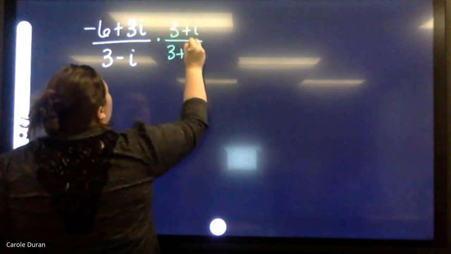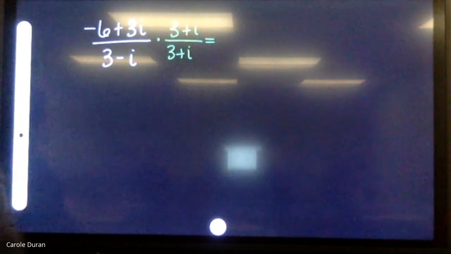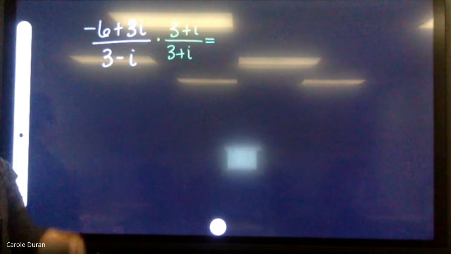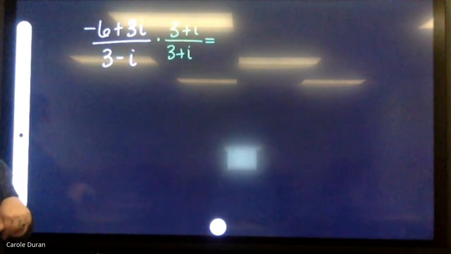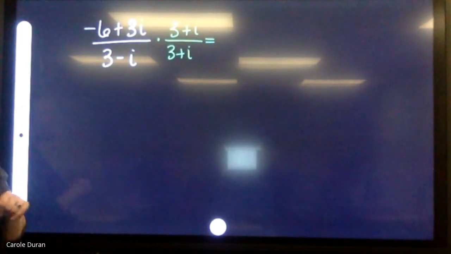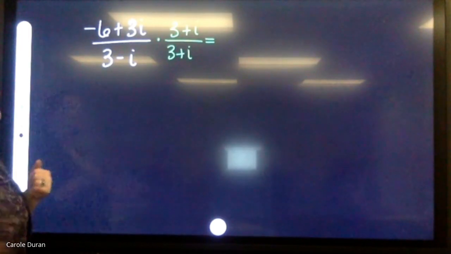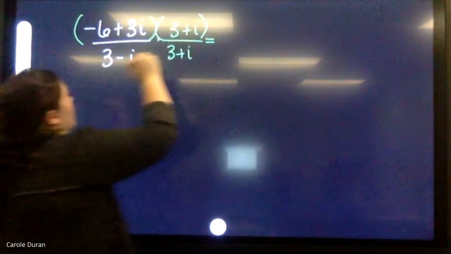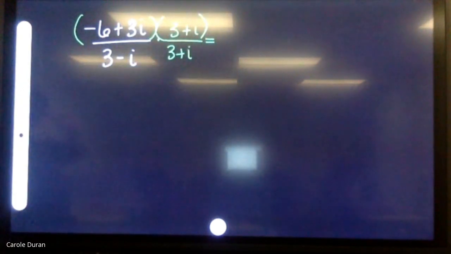So we are going to multiply by the conjugate of 3 minus i, which is 3 plus i. We multiply that into both the numerator and the denominator. I recognize that my numerator is a binomial times a binomial, so I'm going to have to FOIL. When I FOIL, I start with -6 times 3.